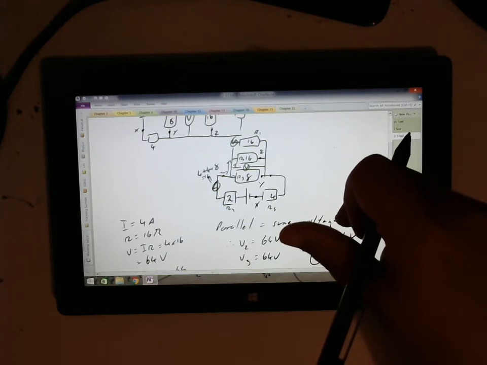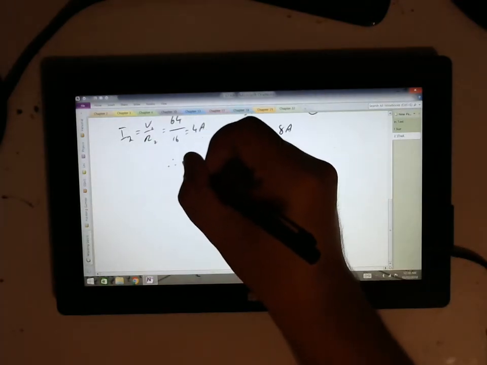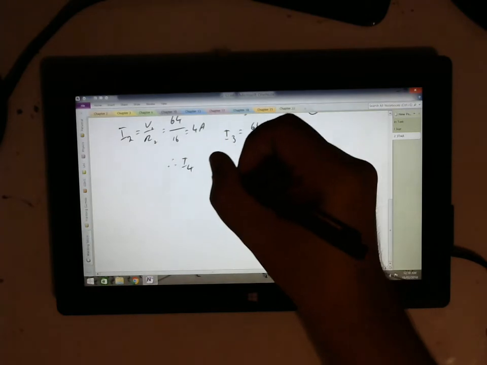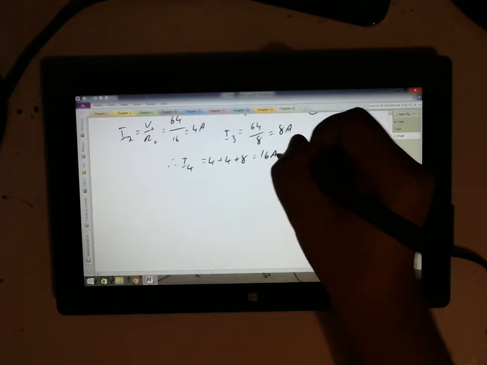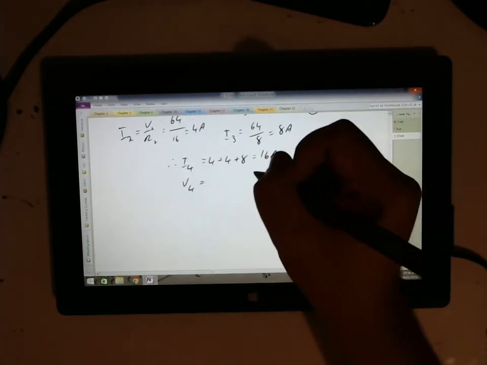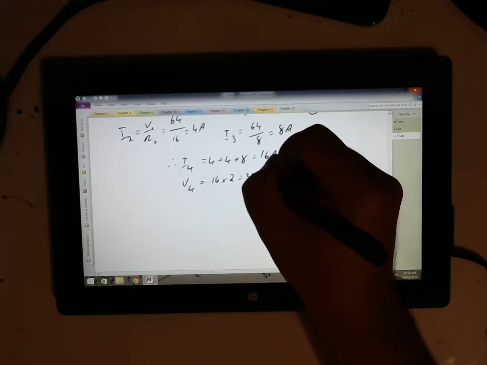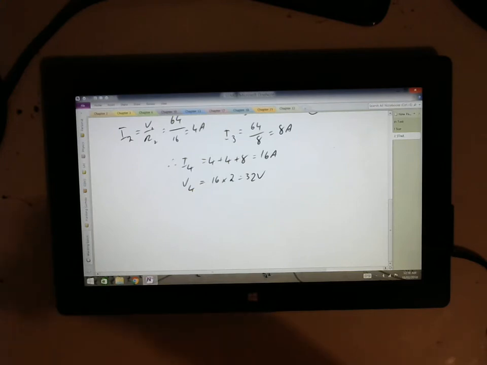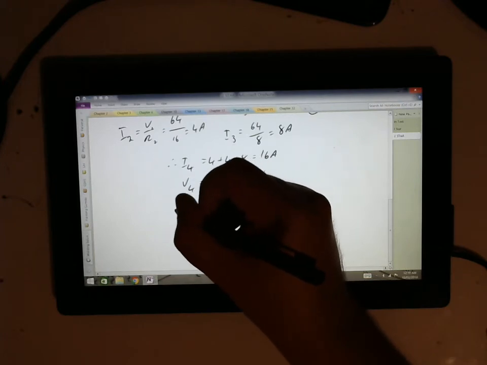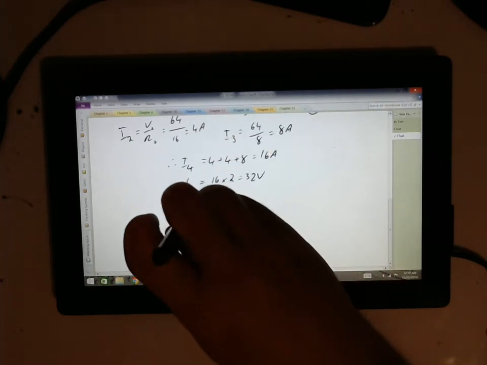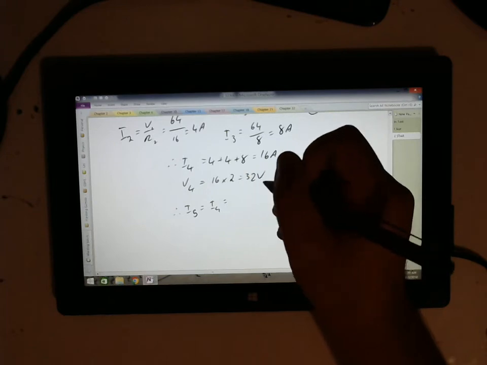We don't have an actual marking on it, but we can talk about R4, which therefore tells us current coming out of resistor 4 equals 4 plus 4 plus 8 equals 16 amps. And that means the voltage in 4 must equal 16 times 2, which equals 32 volts. The good news is the current going the other way around will also be the same. So therefore I5, oops, that should be a 5. I5 equals I4 equals 16 amps.